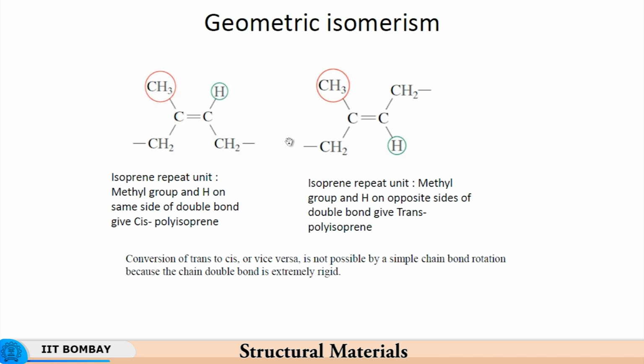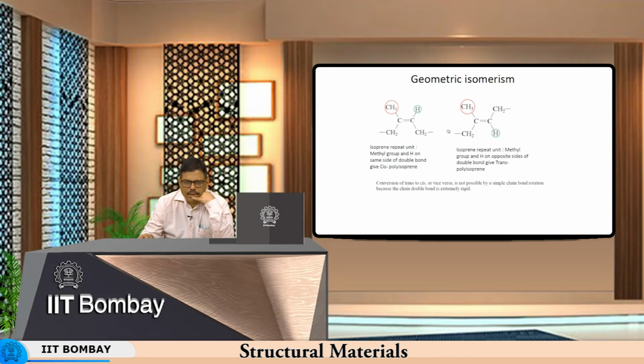One point to note here is that conversion of trans to cis or vice versa is not possible by a simple chain bond rotation, because the chain double bond is extremely rigid. So what it means is that you can't just rotate this carbon atom by say 180 degrees, and bring hydrogen to the top to make it cis polyisoprene. That is because this double bond here is extremely rigid, it doesn't rotate very easily. Had it been a single bond, probably it would have been possible to rotate, but a double bond is extremely rigid.